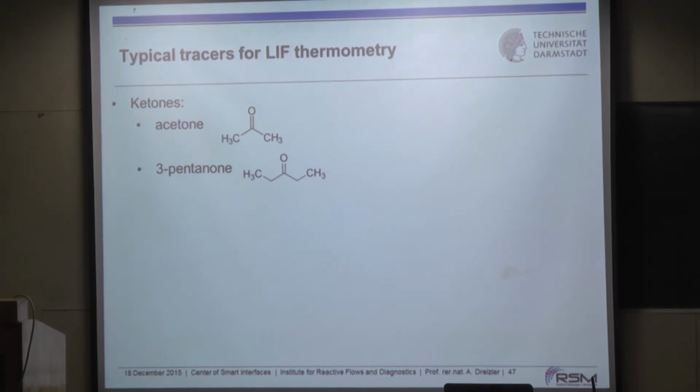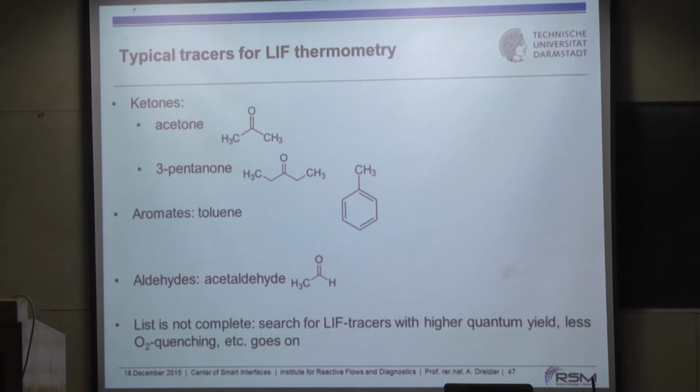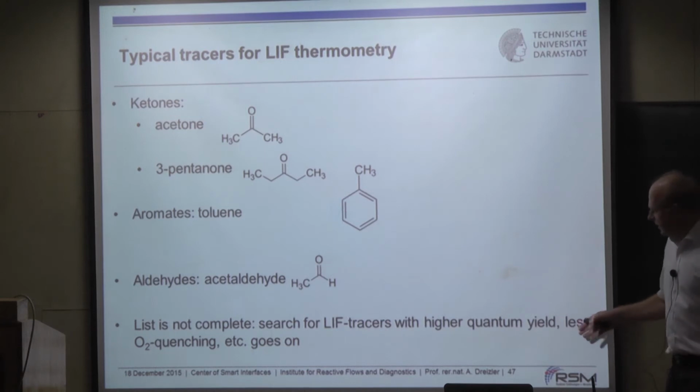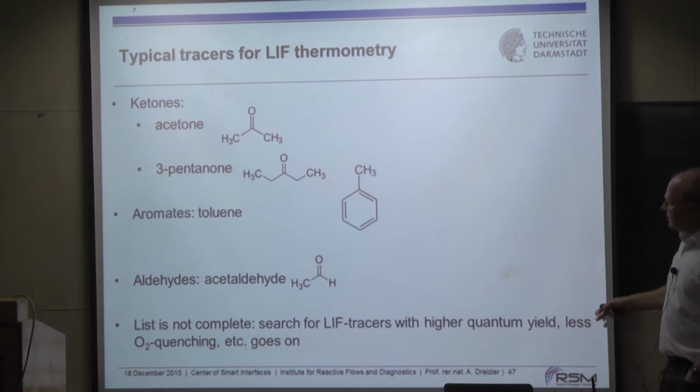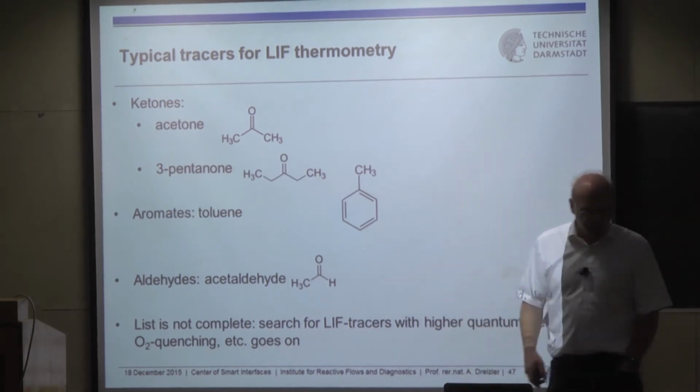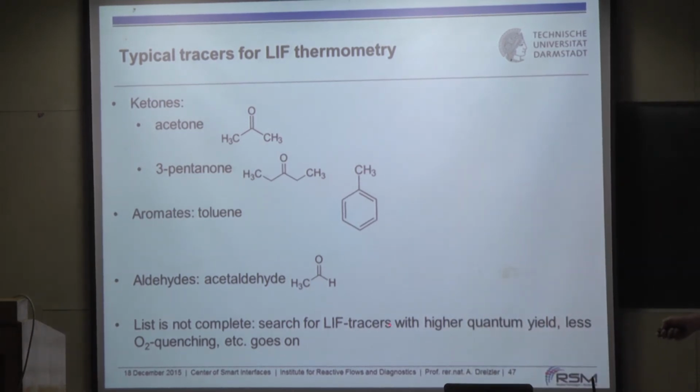So, I'm not a chemist, however, here are some structural formulas of the ketones. Acetone and 3-pentanone have been used regularly. Aromatics, toluene, and others as well. Acetaldehyde has been used, and you see this list is far from being complete, and people are doing research on that, finding even better tracers. However, some of them, like toluene, although it's very often used for thermometry, are very sensitive to any O2 content, and you have O2-toluene collisions after you have excited the toluene.